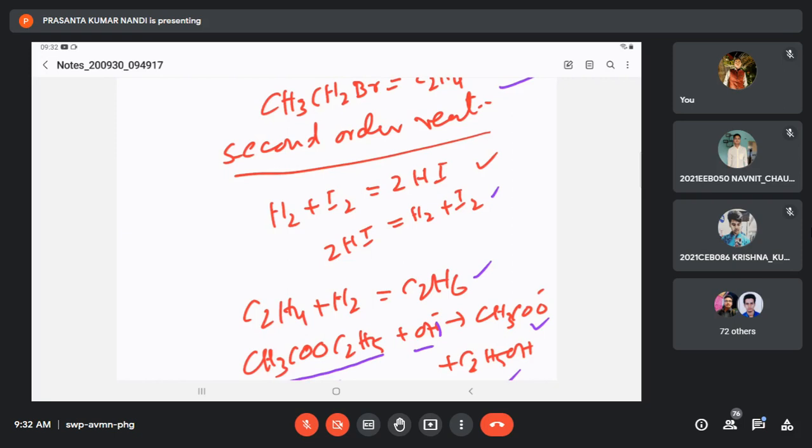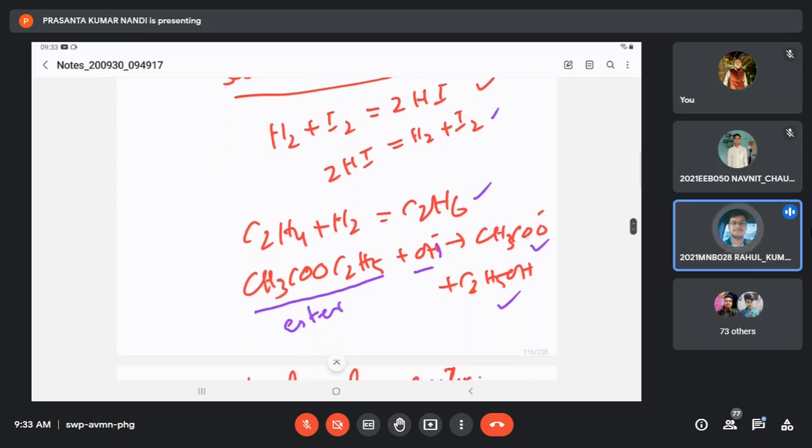Another popular second order kinetics you may be familiar with, that is ethyl acetate hydrolysis in alkaline medium. Right. Decomposition or the hydrolysis of ethyl acetate in alkaline medium. It gives acetate ion and ethanol. Right.